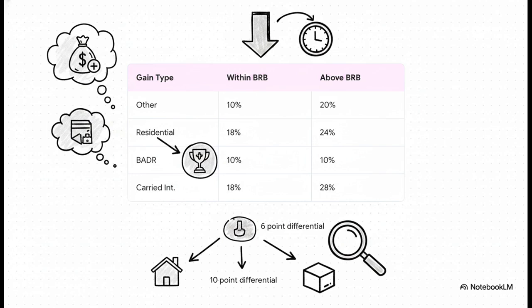Why? Look at the math. Other assets jump from 10% up to 20%. That is a massive 10-point differential. Residential property only jumps from 18% to 24%, which is just a 6-point differential. So as a tax planner, you maximize your tax savings by focusing on that larger 10-point gap.